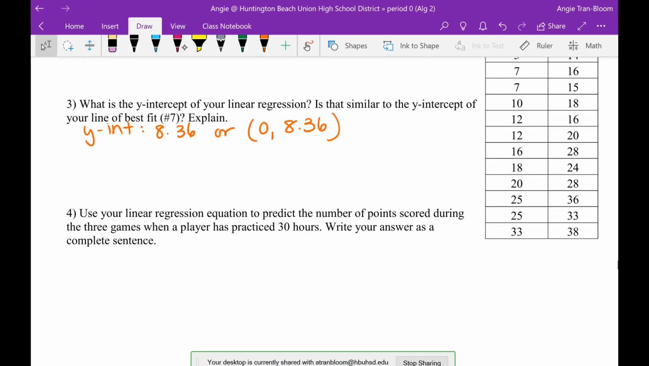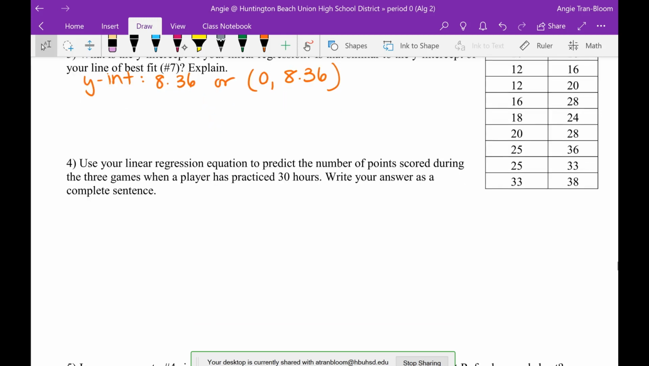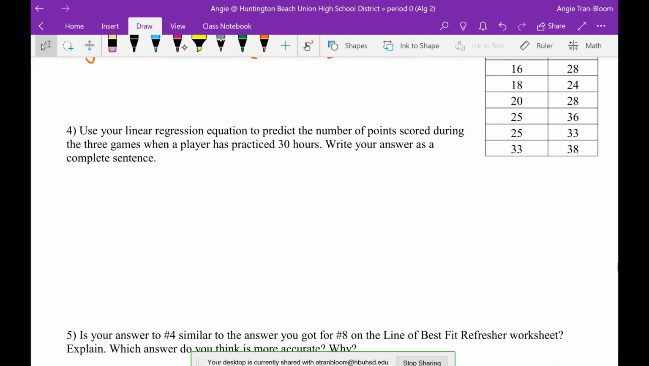Number 4 is your linear regression equation. Use your linear regression equation to predict the number of points scored during the 3 games when a player has practiced 30 hours. Write your answer as a complete sentence. So how would you do that? What would you do here? You already have the linear best fit. What would you do here? Plug it in. Plug it in.